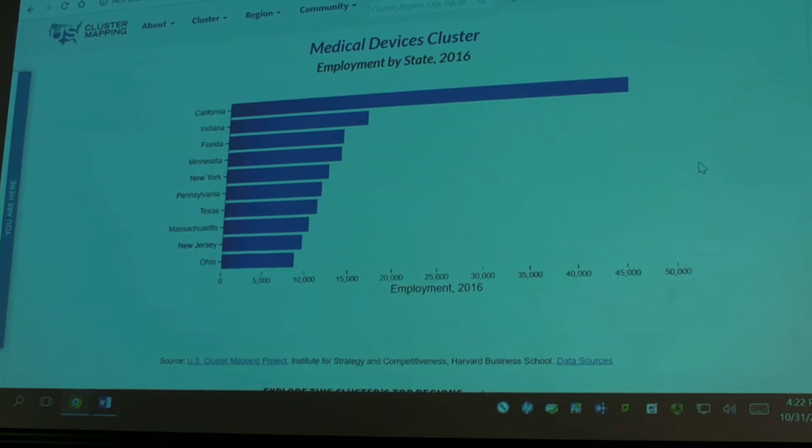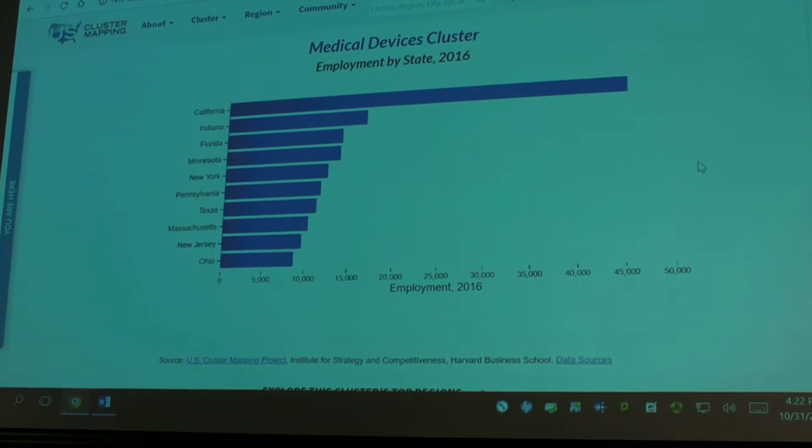Indiana. The state of Indiana is very well known for the medical devices industry, which means there are major employers in this state in the medical devices industry, which means for you all, there are probably opportunities if you have an interest in the medical device industry.